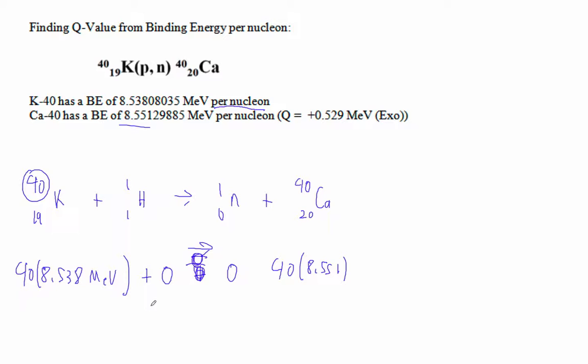40 times 8.538. I'm going to type in the next number, 538. I'll go 1, basically. Minus 40 times 8.513, roughly. And I get that we lost 0.528 MeV of binding energy.